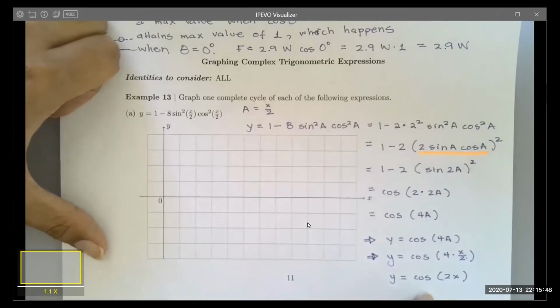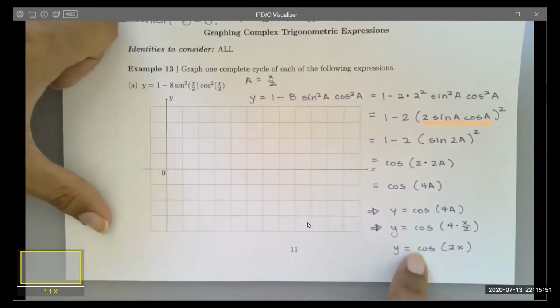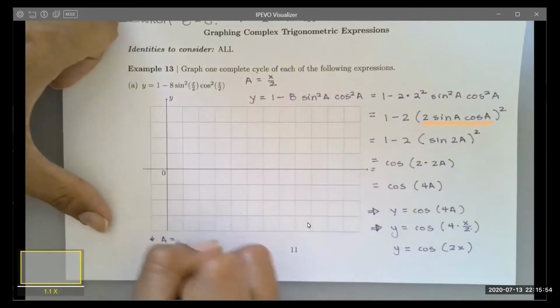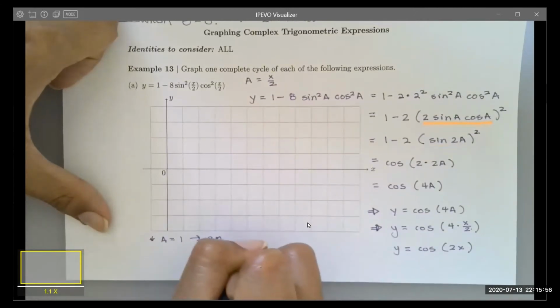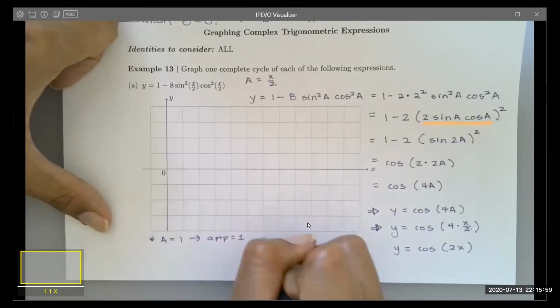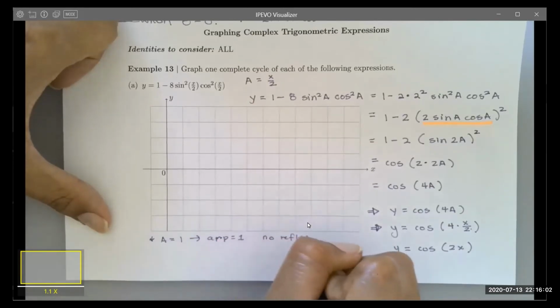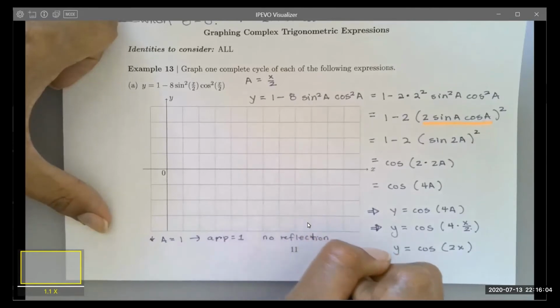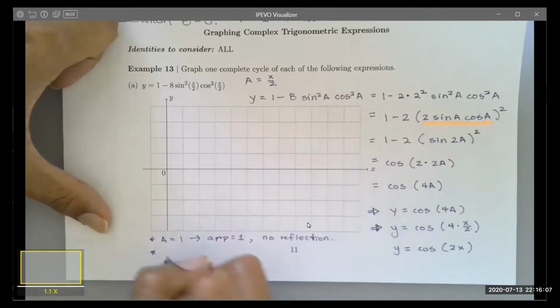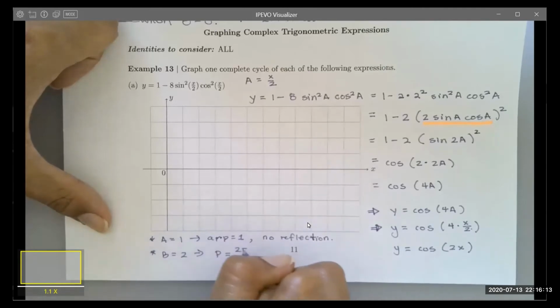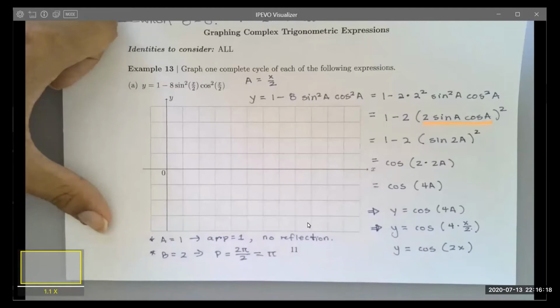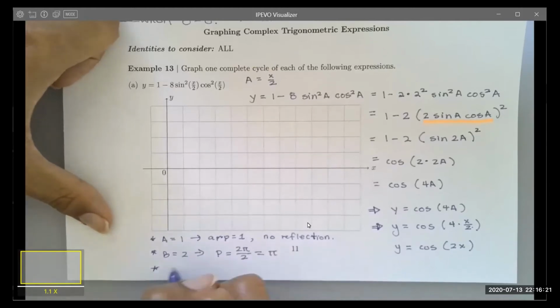Okay, now that I know how to graph, that I know has an amplitude of 1, because the a is 1, so that means that we have amplitude of 1, and there is no reflection about the x-axis. Since the b is 2, that means that the period is going to change. Instead of being 2 pi, it's going to be 2 pi over b, meaning 2 pi over 2, which is just pi. And then our step size is going to be pi over 4.